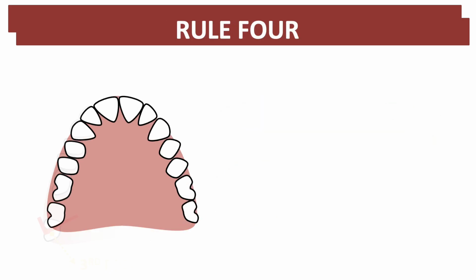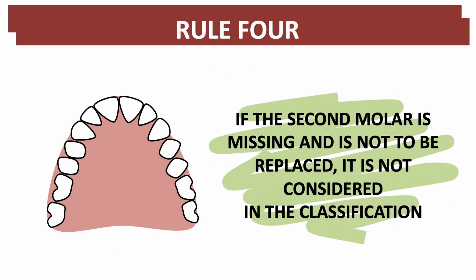Now rule 4. If the second molar is missing and is not to be replaced, it is not considered in classification. As you can notice, we are talking about the posterior most dentition: first third molar, now second molar. If the second molar is missing and we are not going to replace it, then it is not considered in the classification. Look at the figure. If this second molar is missing in the patient's mouth, the patient has a shortened dental arch, then we do not consider this second molar in the classification.